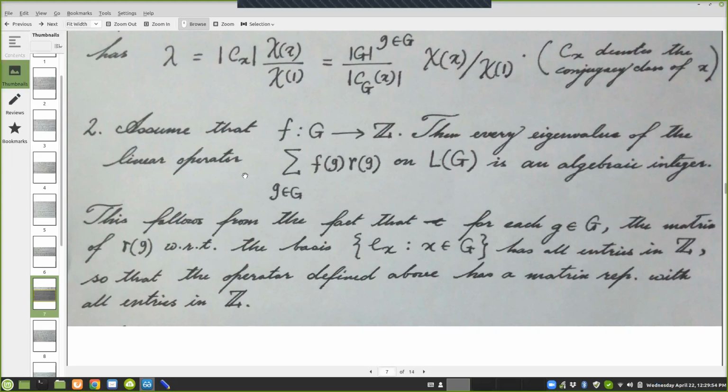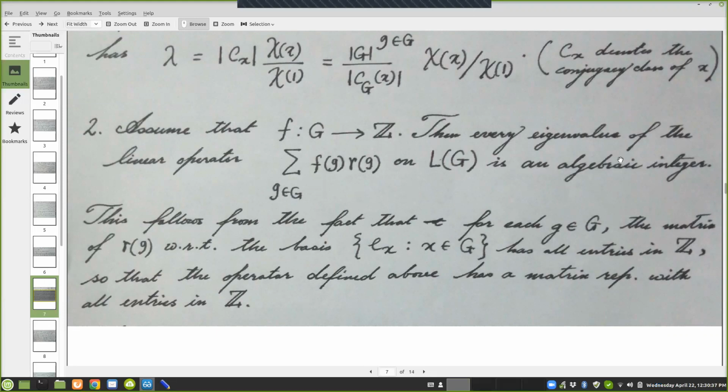The proof of this is also quite immediate. Recall that we have a basis of LG, namely this one, with respect to which the matrix of R_g turns out to be a permutation matrix. So hence it has all coefficients in Z. Therefore, this operator has a matrix representation which has all coefficients in Z. So any eigenvalue of this operator will automatically be an eigenvalue of the matrix representation, and since that has all coefficients in Z, the eigenvalue has to be an algebraic integer. Okay, that's good enough.